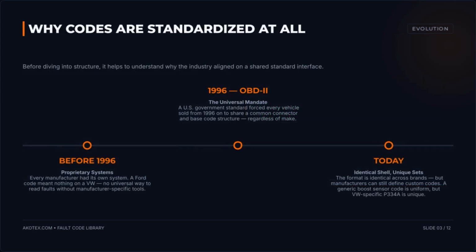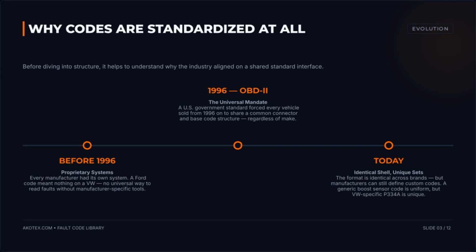Quick history lesson, because it actually matters here. Before 1996, every manufacturer had its own proprietary diagnostic system. A Ford code meant absolutely nothing on a VW. There was no universal way to read a fault without manufacturer-specific tools. Then OBD-II happened, Onboard Diagnostics 2, a US government-mandated standard that required every vehicle sold from 1996 onward to use a common connector and a shared code structure, no matter the make.